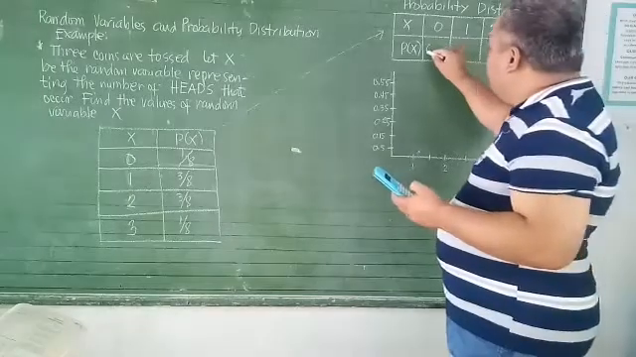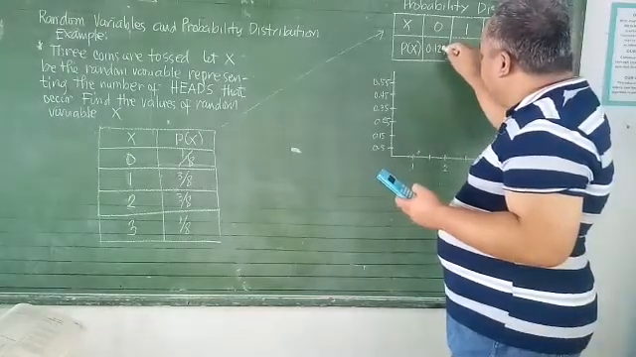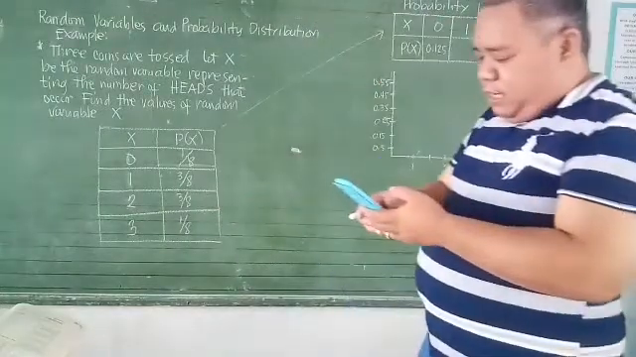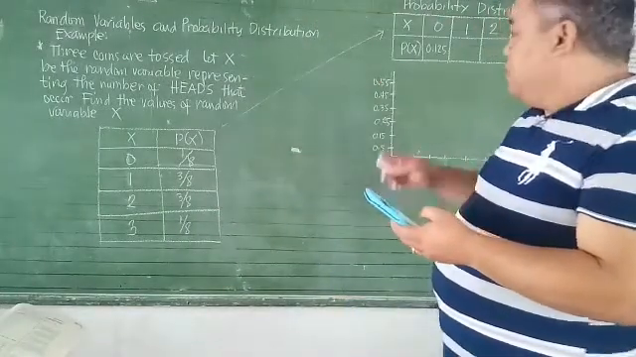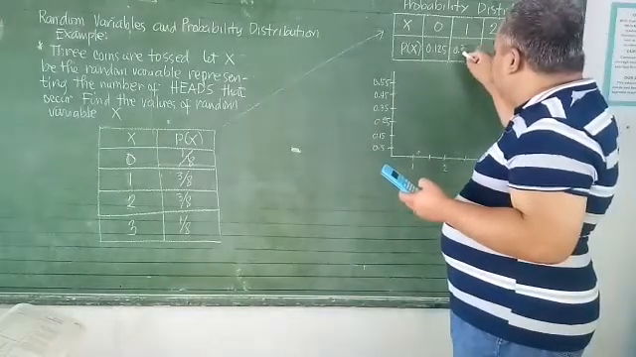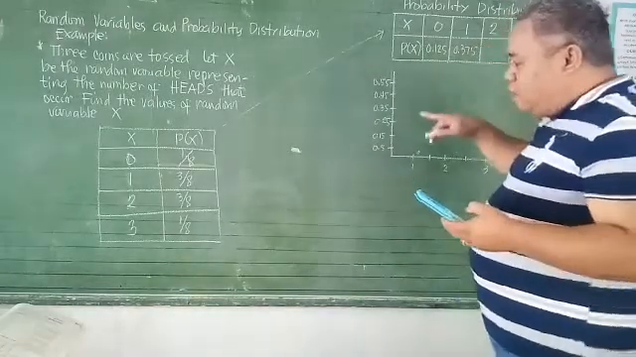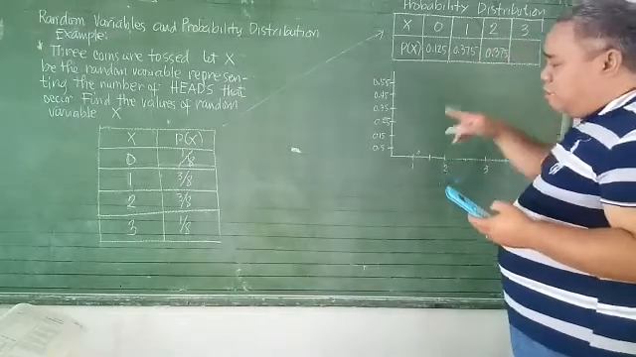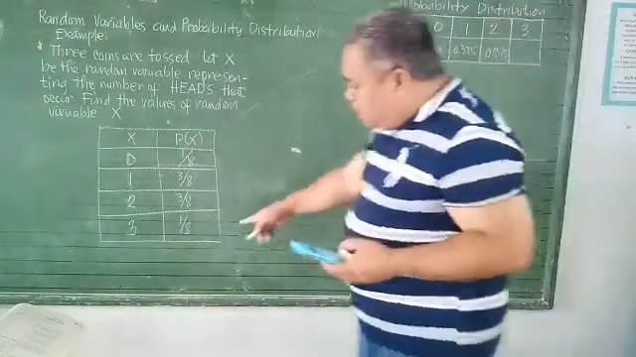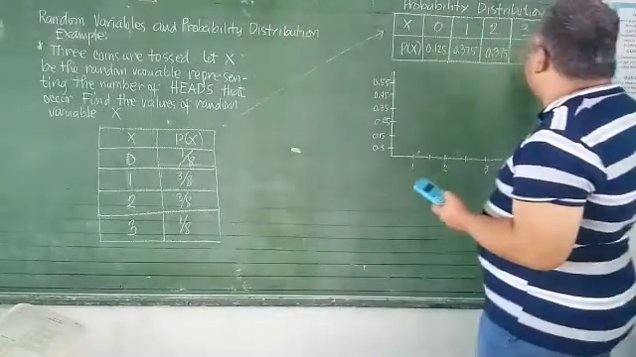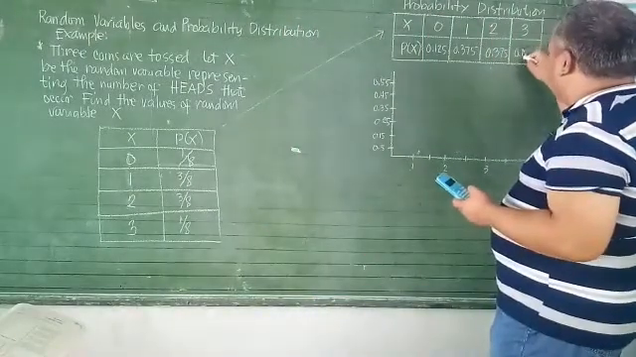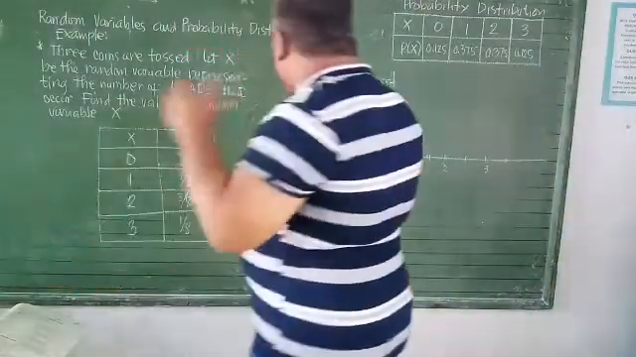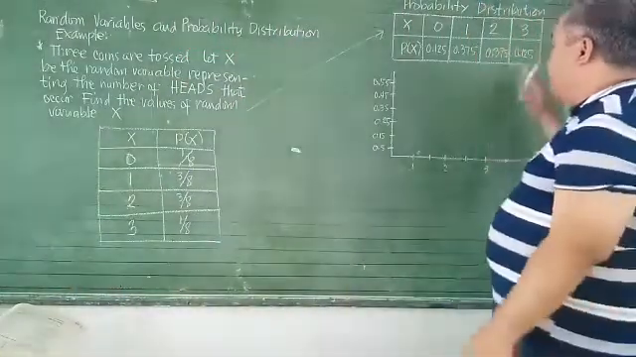It gives us 0.125. And then for 1, how many out of 8? That's 3. So 3 divided by 8, that is 0.375. Same with number 2, that's 0.375. And the same with 3, it is 1 over 8, same as 0, that is 0.125. So that will be our probability distribution, or what we call the probability mass function.